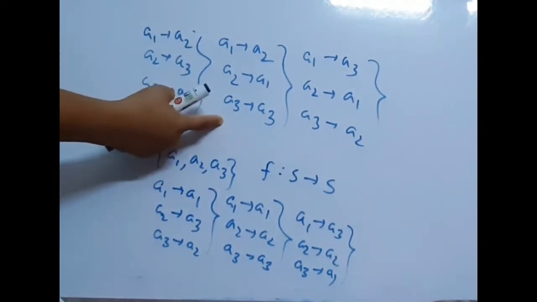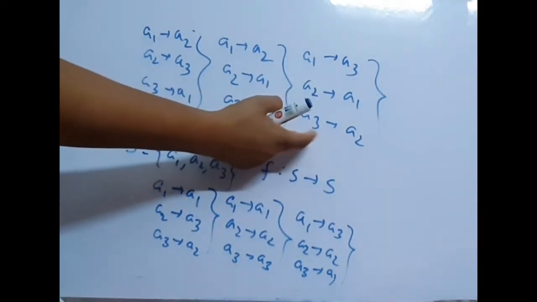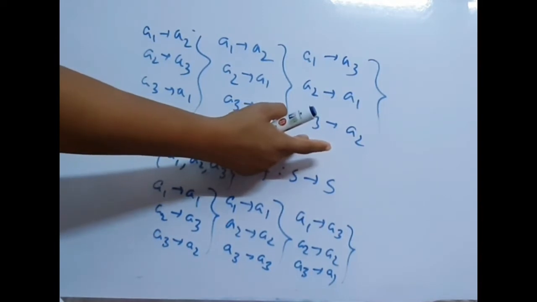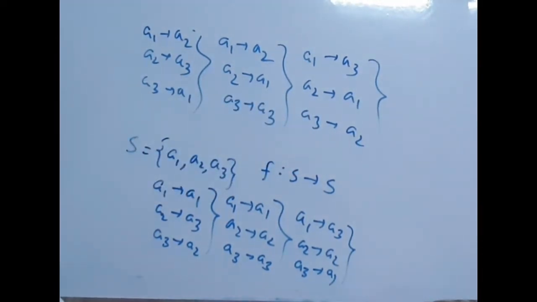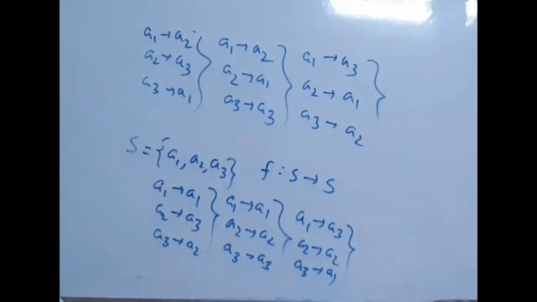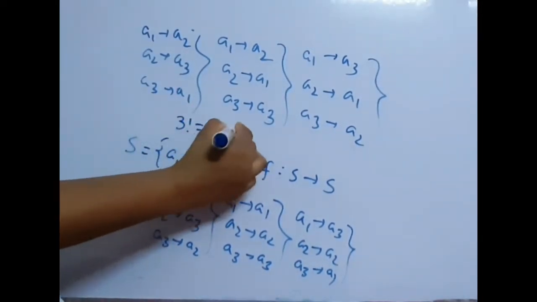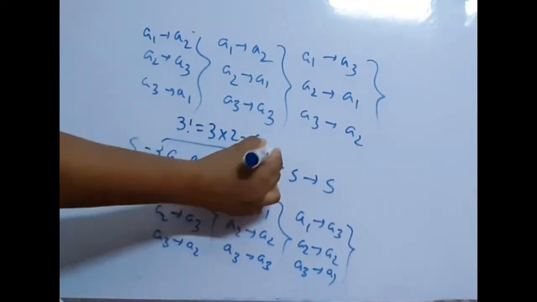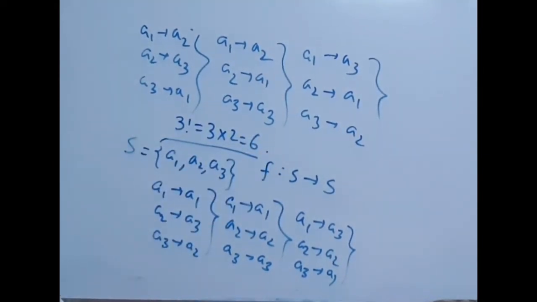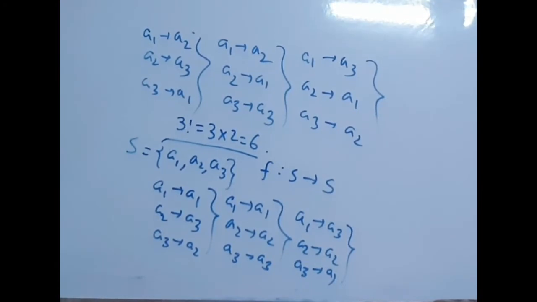The fourth case is a1 goes to a2, a2 goes to a3, a3 goes to a1. Fifth case is a1 goes to a2, a2 goes to a1, a3 goes to a3. And the sixth case is a1 goes to a3, a2 goes to a1, a3 goes to a2. So here S contains three elements and the number of permutations we get is 3 factorial, that is 6. So if S contains n elements, then the number of permutations is n factorial. Okay, now what is a symmetric group?